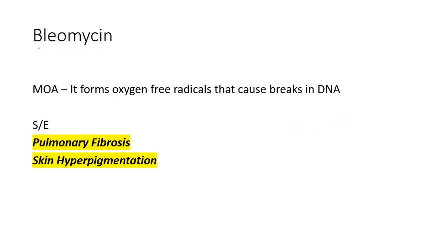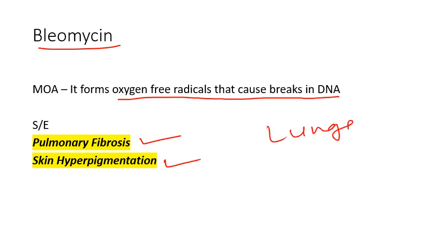The next drug, bleomycin, acts by forming oxygen free radicals that cause breaks in the DNA. Major side effect is pulmonary fibrosis. However, it also causes skin hyperpigmentation. The enzyme metabolizing bleomycin is deficient in lungs and skin, which is why we can see these side effects.